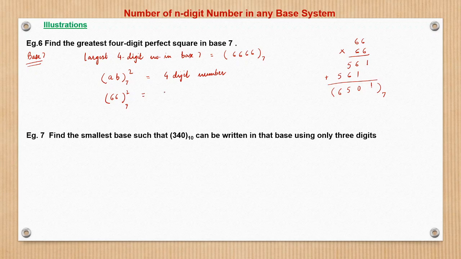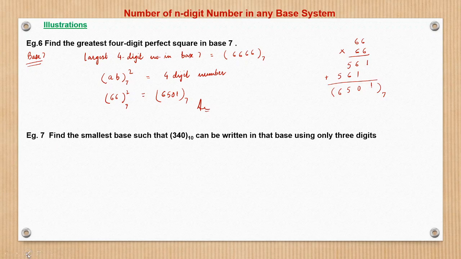So 6501 is a number in base 7. So this is the answer. We can convert this to base 10 also, but there is no concept thereafter. It's just a calculation. So we can stop here also. The answer is asked in base 7 itself. So 6501 becomes the answer to this question.